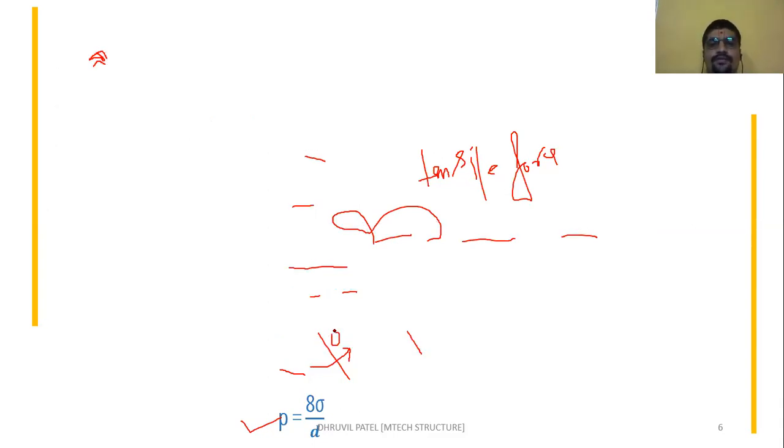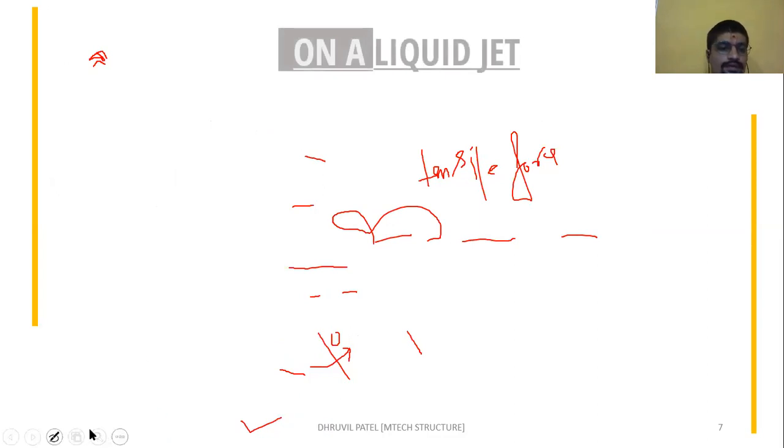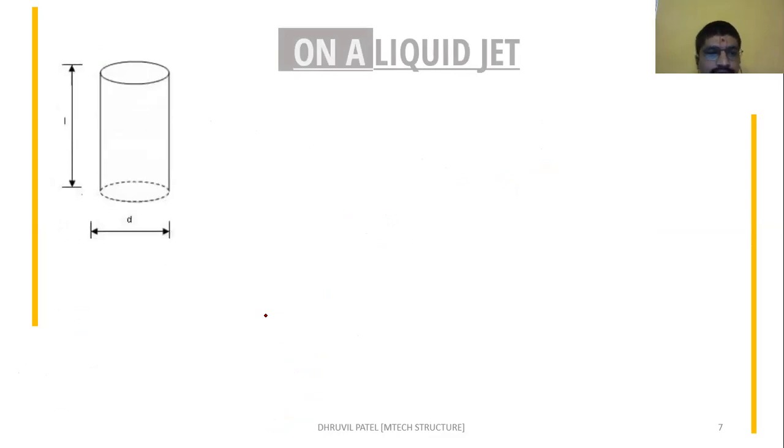Now coming forward to on a liquid jet. What is a liquid jet? So this is a cylinder. If we cut this cylinder from this to this, okay, the liquid jet will occur like this. A piece of a cylinder is known as liquid jet. Okay, so this portion is full of liquid or water or a fluid.